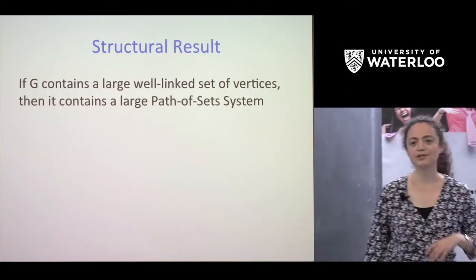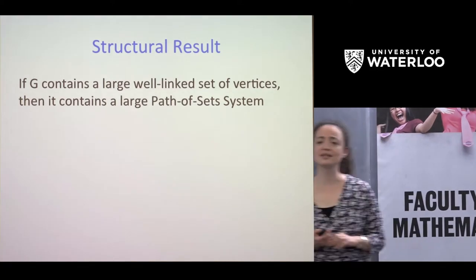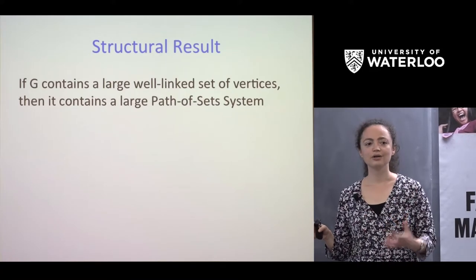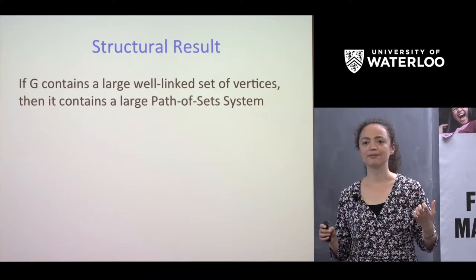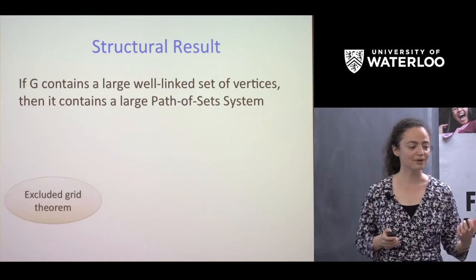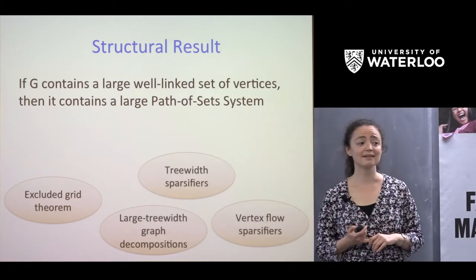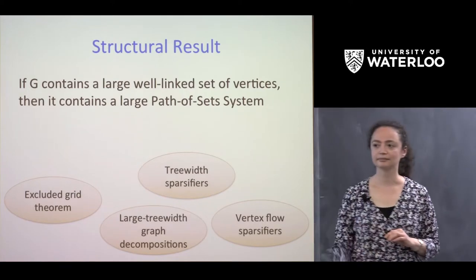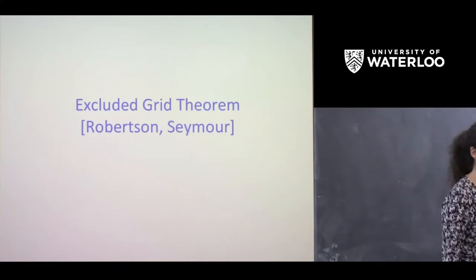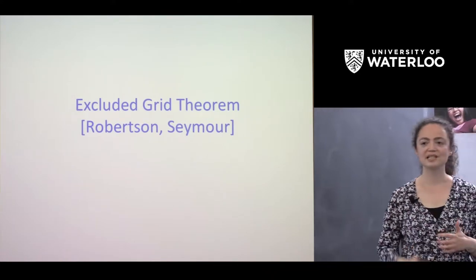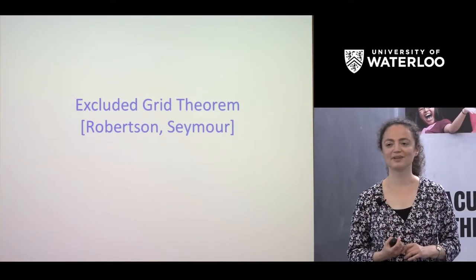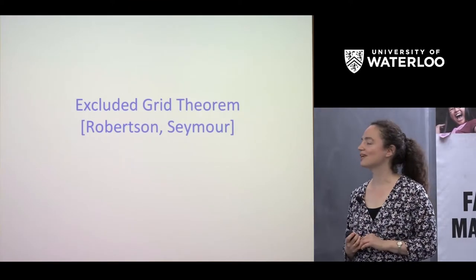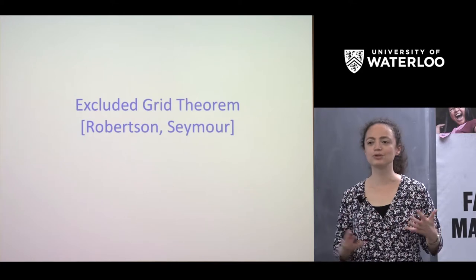But along the way, we also got a structural result. So the result says, if you have k vertices in your graph which are well linked, you can build this large path system in your graph. And this structural result turned out to be really useful for a bunch of different things. So I want to mention one of them, the excluded grid theorem. The excluded grid theorem was part of Robertson and Seymour's graph minor series. It's a very important theorem. And it deals with the notion of treewidth. So before I continue, I want to give you some intuition about treewidth.